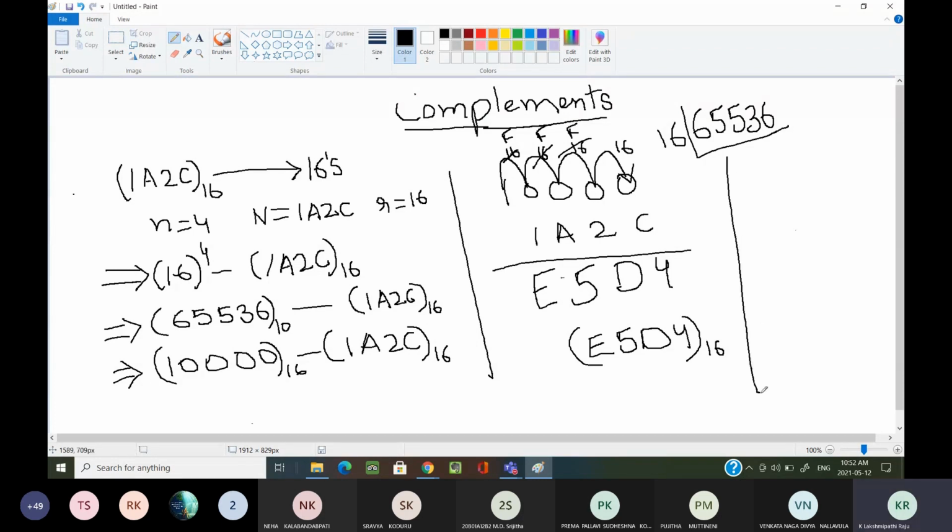Now, as homework, you can do some problems. I can give you some problems. 2C57 of base 16: calculate the 16th complement. This is one problem. I can give you one more problem: 6E4 of base 16. Calculate the 16th complement.